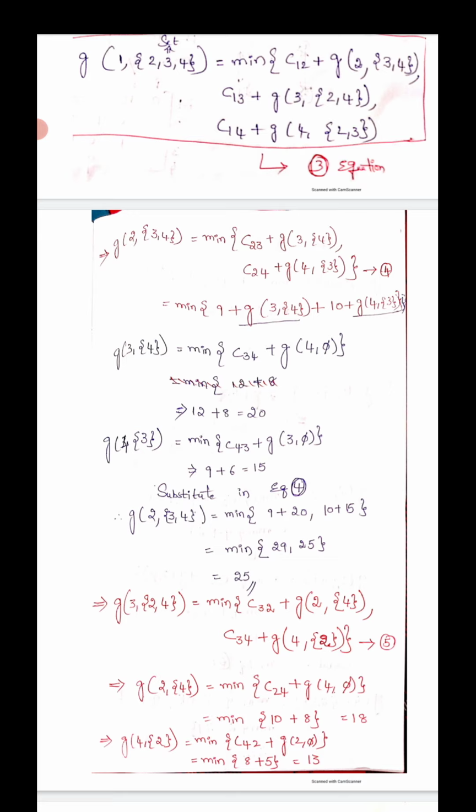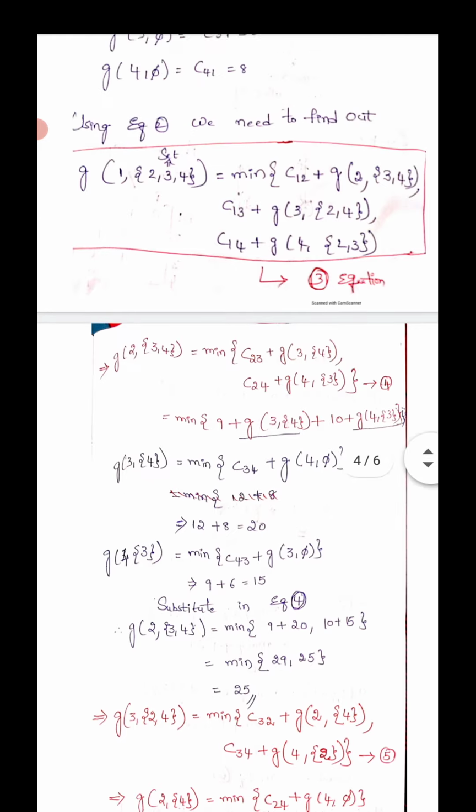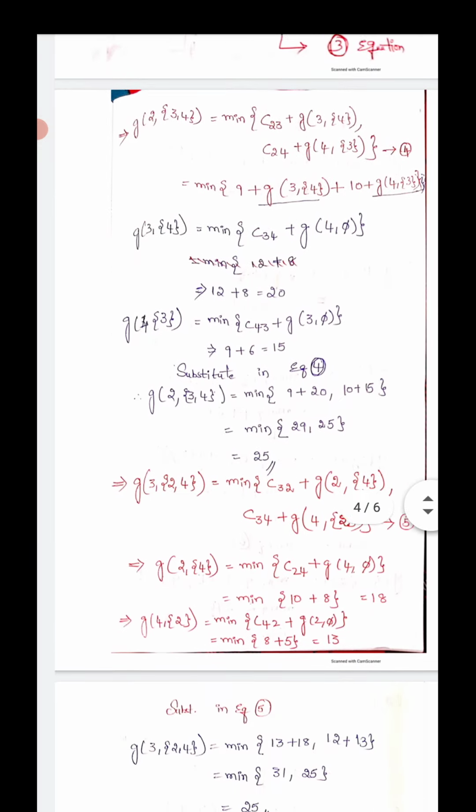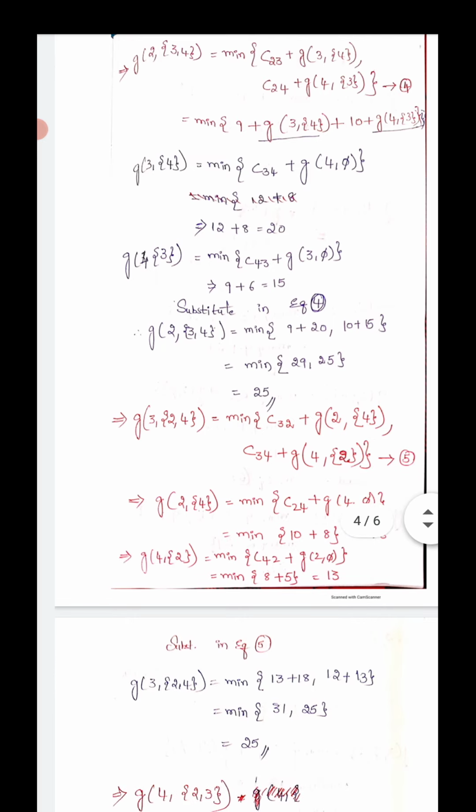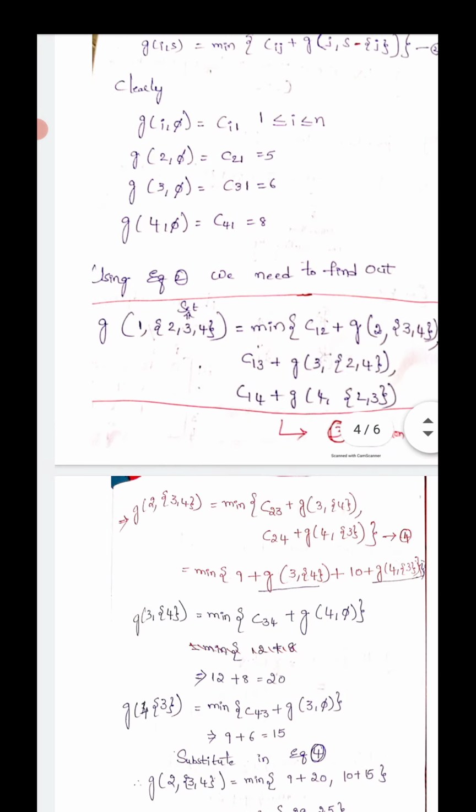Okay, now minimum of c suffix 2 comma 4, in the sense second row fourth column, how much value can you get? Second row fourth column, 10. Yes, 10, we can place here 10 plus g of 4 comma 5. G of 4 comma 5, how much? 8.